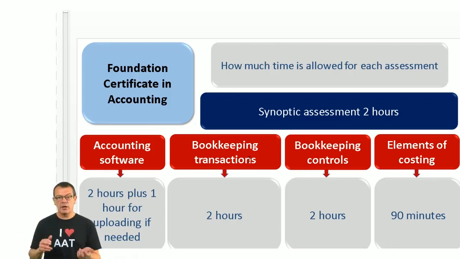Bookkeeping transactions, bookkeeping controls, 2 hours each. So that's pretty consistent. And then your costing is 90 minutes. You will have ample time. The bookkeeping transactions and controls are going to be changing down to 90 minutes, but I haven't got the dates as of yet. I would watch this page, get on the AAT website. Providing you're a registered student, you get access to this information, so you will be able to find this. So beware and look for that. It's the same content, by the way. It's just they're giving students less time to complete it. But that's all the information I've got at the moment on that. But those are the time limits.